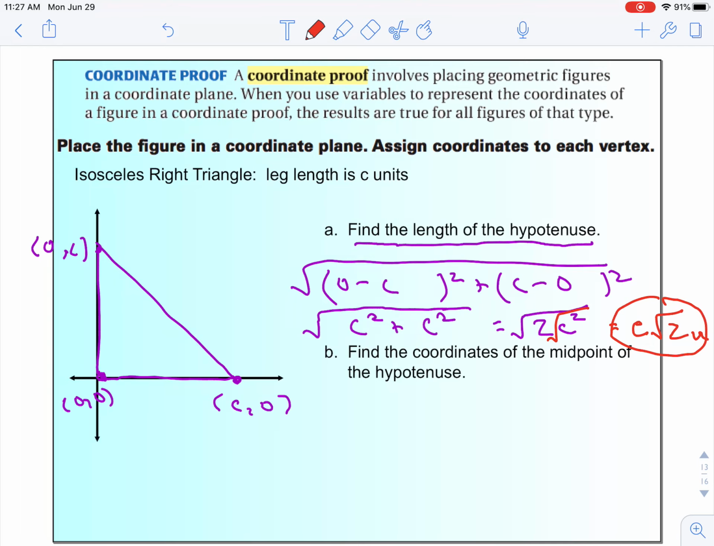So now it says find the coordinates of the midpoint of the hypotenuse. So we want this midpoint. So we're trying to find m, the midpoint of that. So we use the midpoint formula.